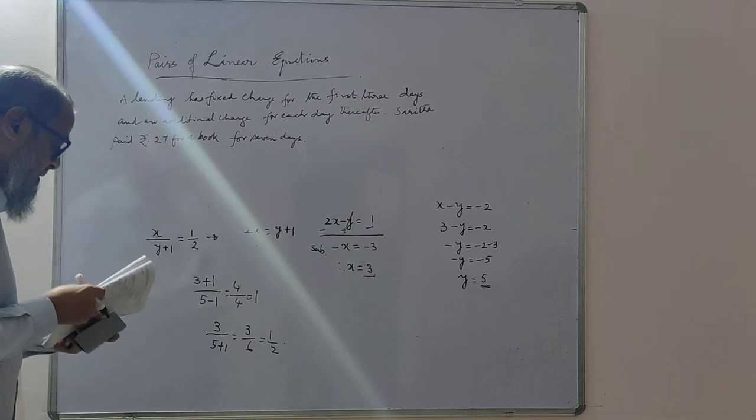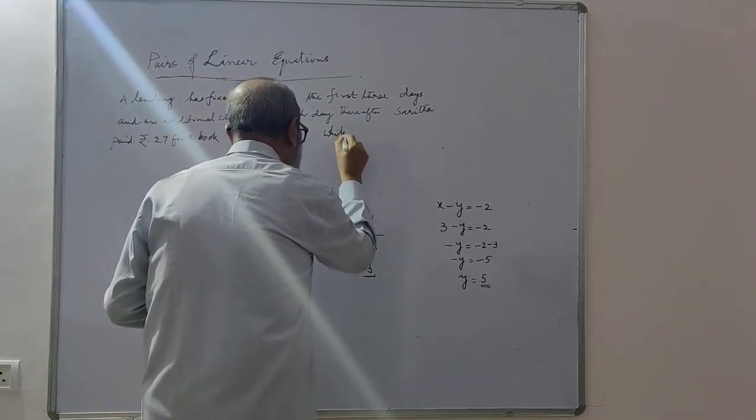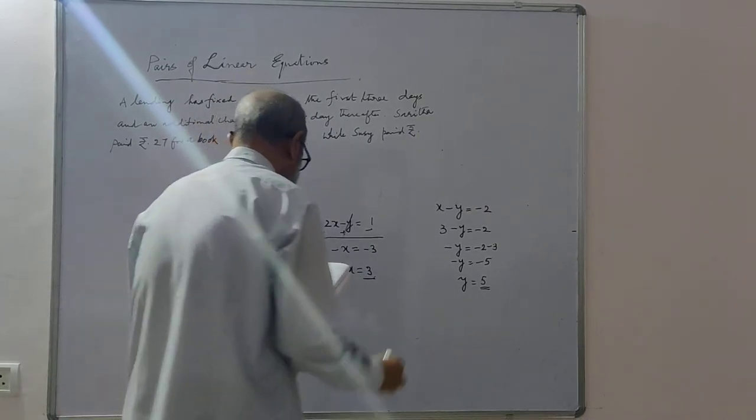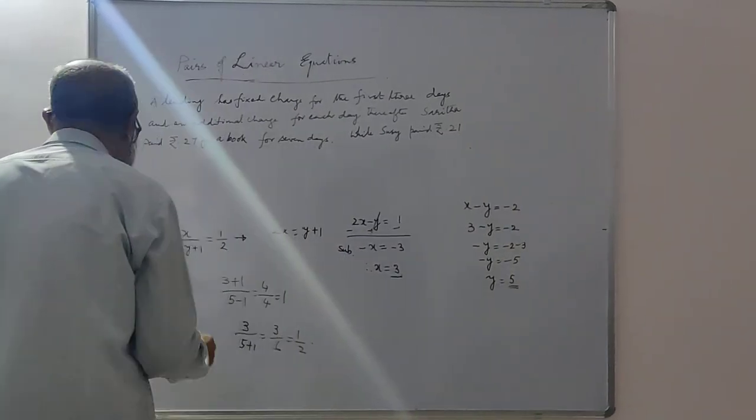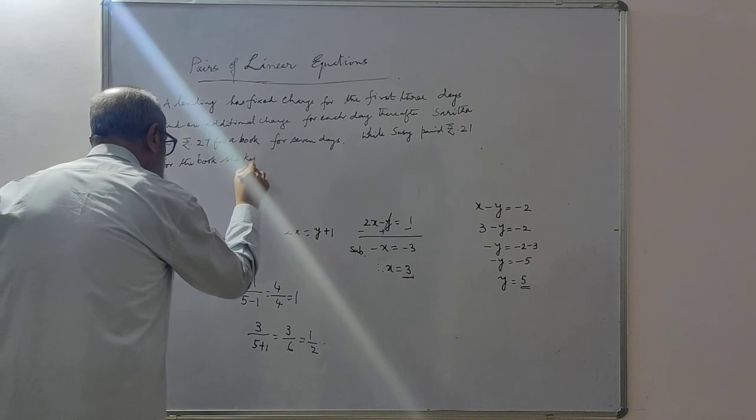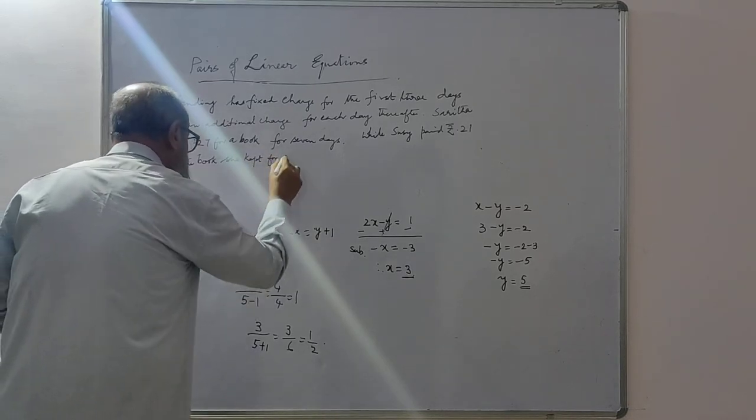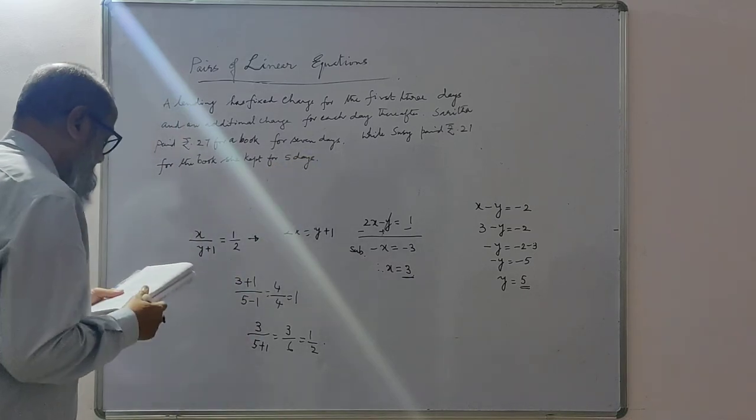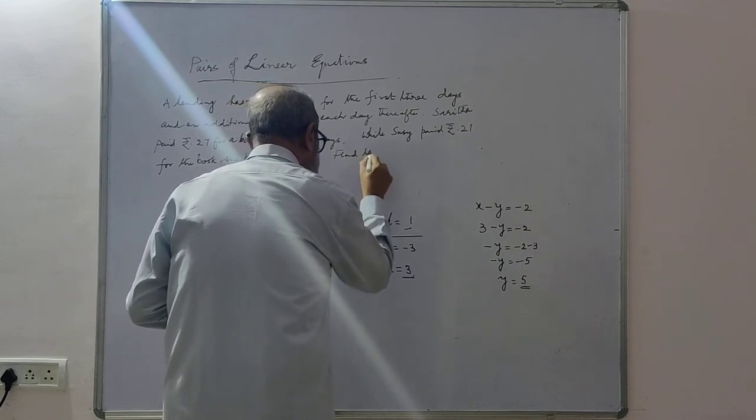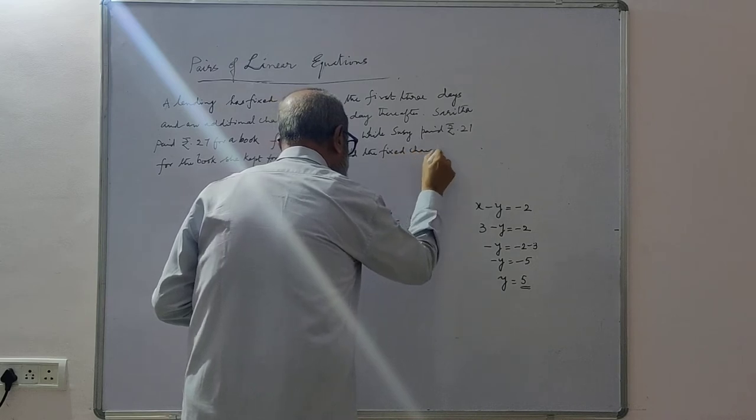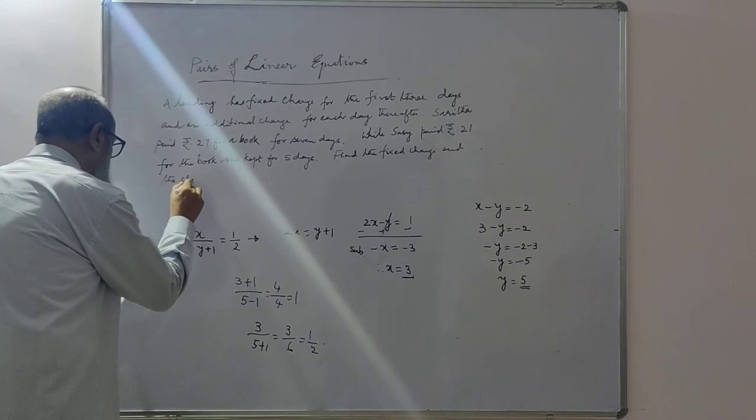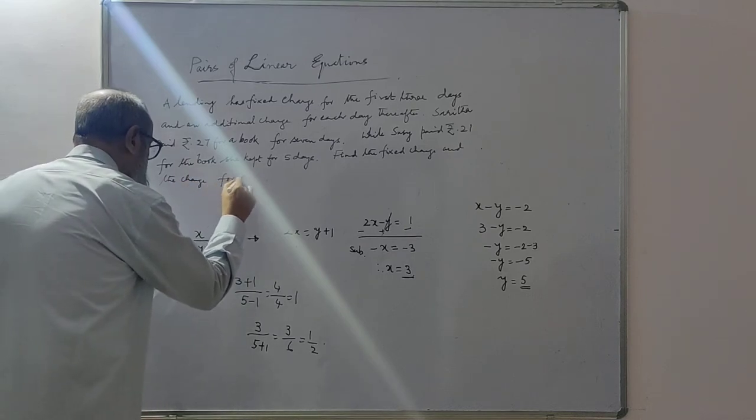While Susie paid rupees 21 for the book she kept for 5 days. Find the fixed charge and the charge for each extra day.